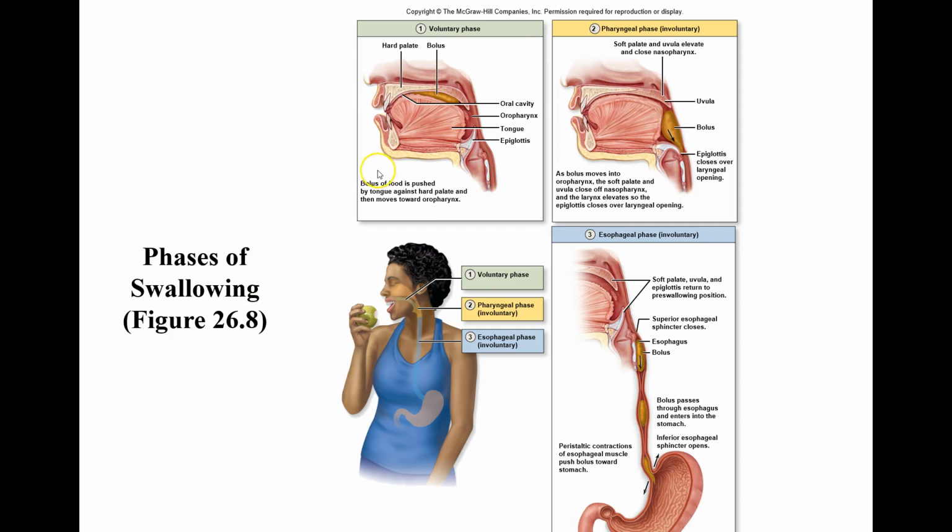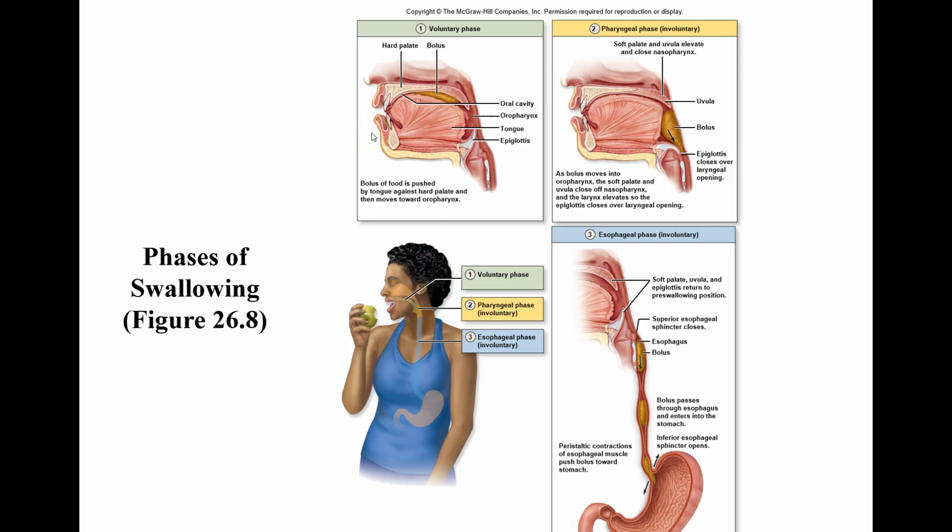So there are three basic phases to swallowing food. The first phase is called a voluntary phase. When food is in your mouth, we can voluntarily push it to the back of our mouth. Once it hits the back of our mouth or our throat, it is no longer voluntary.